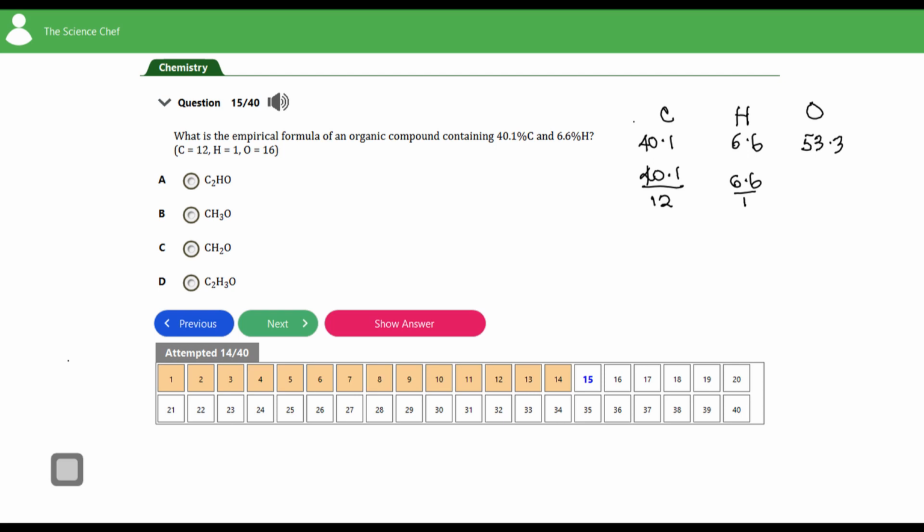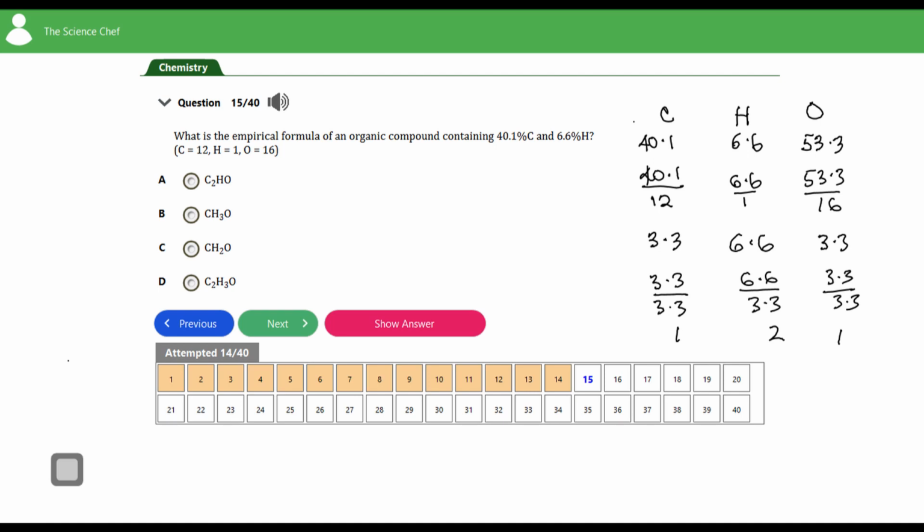Carbon is 12, hydrogen is 1, while oxygen is 16. 40.1 divided by 12 gives us 3.3. 6.6 divided by 1 gives us 6.6. While 53.3 divided by 16 gives us 3.3. So this is the number of moles. So after that, we now divide through by the lowest number of moles. That's 3.3 over 3.3, 6.6 over 3.3, and 3.3 over 3.3. So this gives us 1, 2, 1.